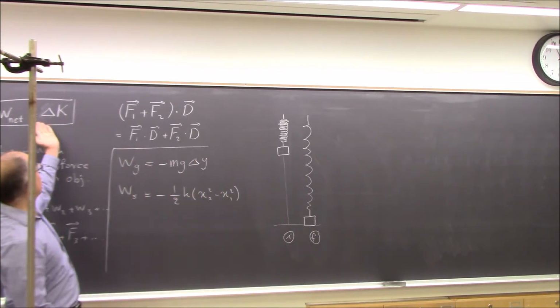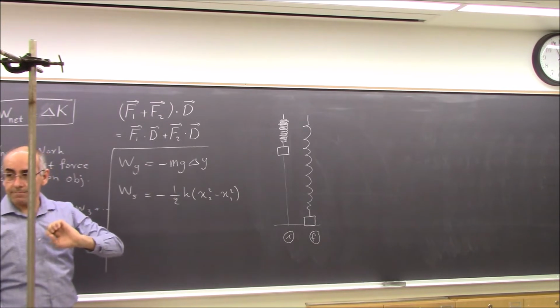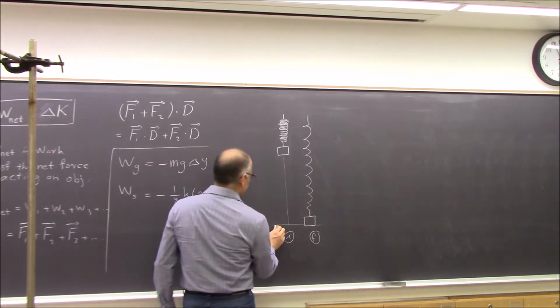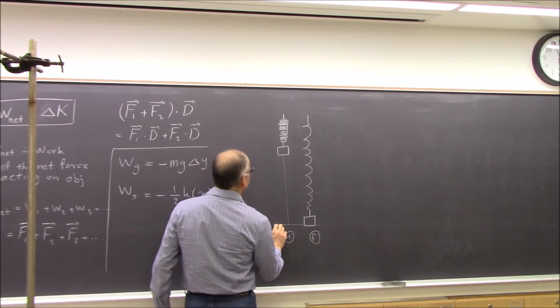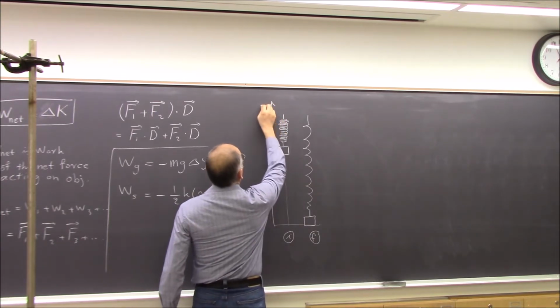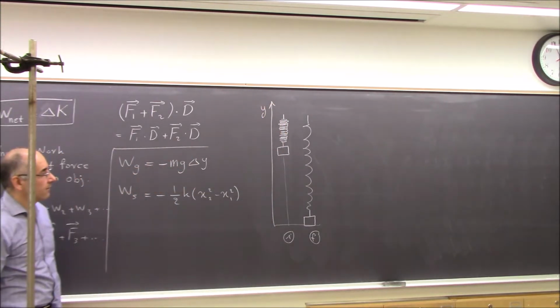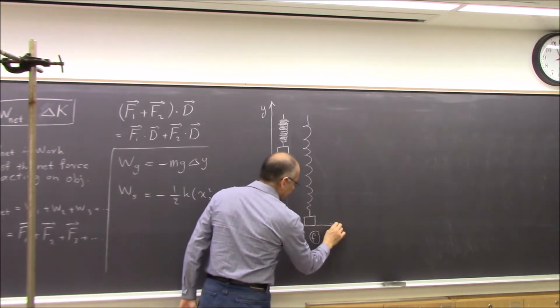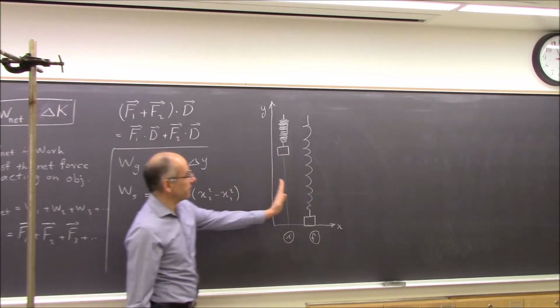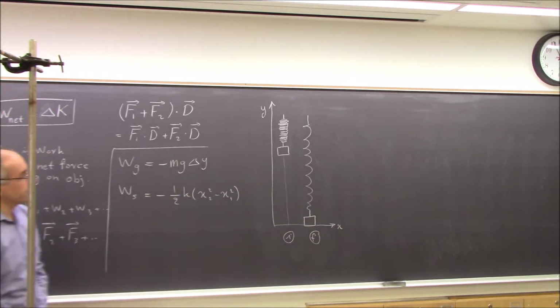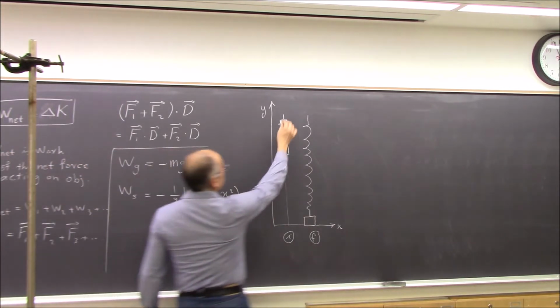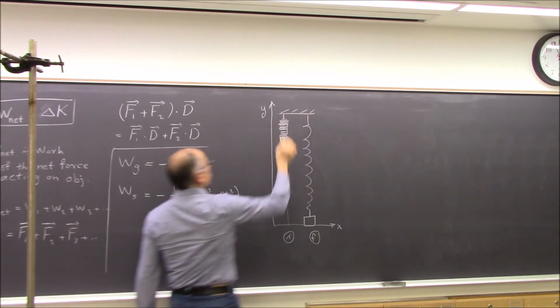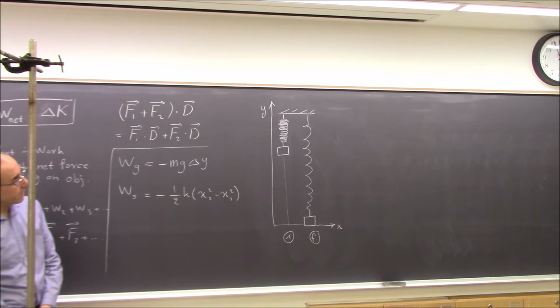I have this between these two situations. And I put the y-axis to be able to measure the work of gravity, and this would be the x direction. Of course, these are on top of each other. I draw them separately so that they don't overlap. This is where the spring is connected to the support.